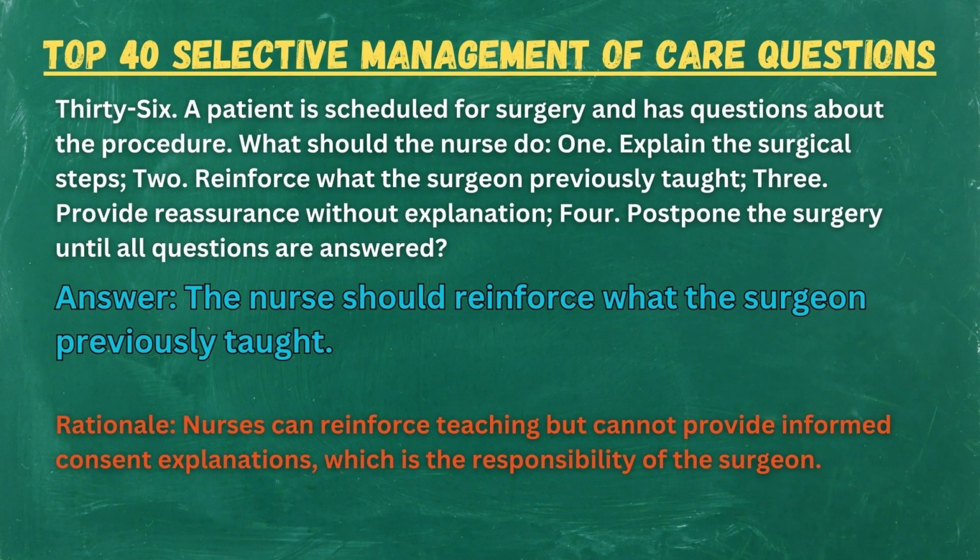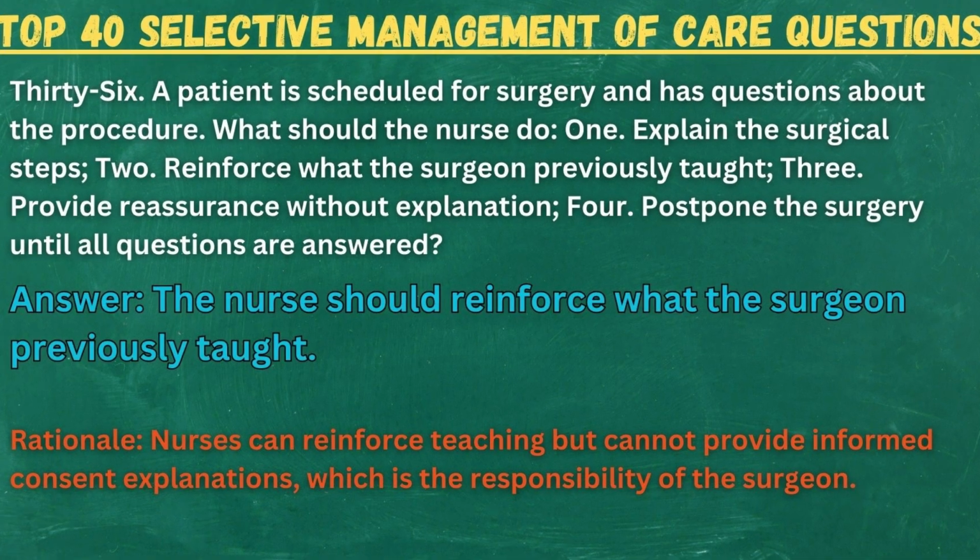36. A patient is scheduled for surgery and has questions about the procedure. What should the nurse do? 1. Explain the surgical steps. 2. Reinforce what the surgeon previously taught. 3. Provide reassurance without explanation. 4. Postpone the surgery until all questions are answered. Answer: the nurse should reinforce what the surgeon previously taught. Rationale: nurses can reinforce teaching but cannot provide informed consent explanations, which is the responsibility of the surgeon.